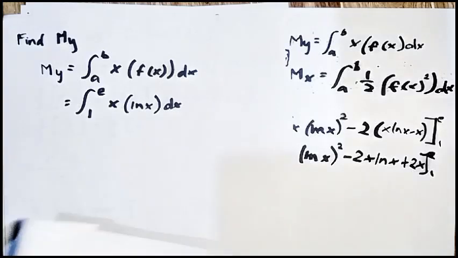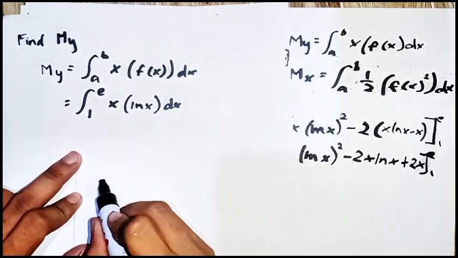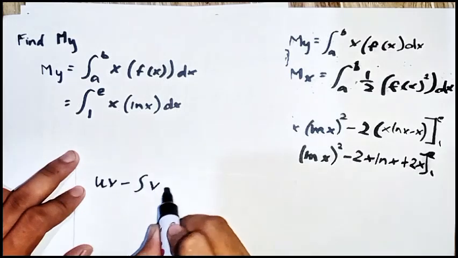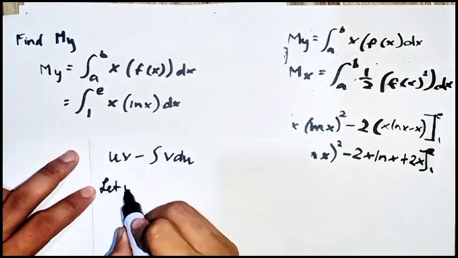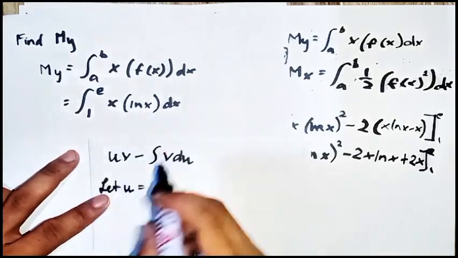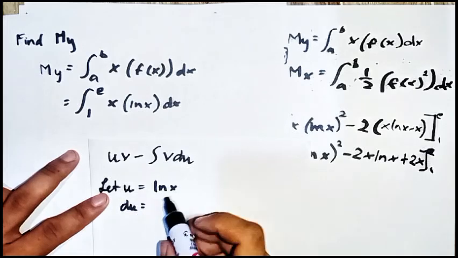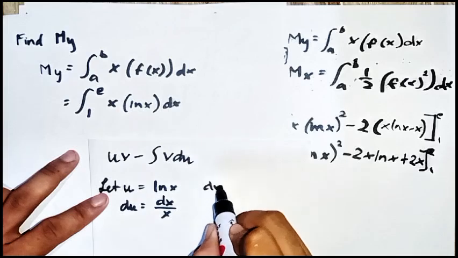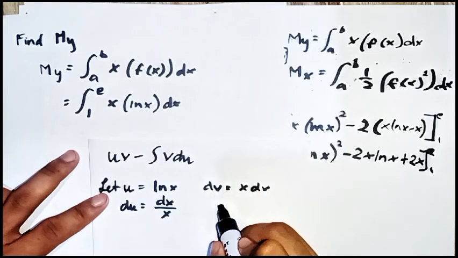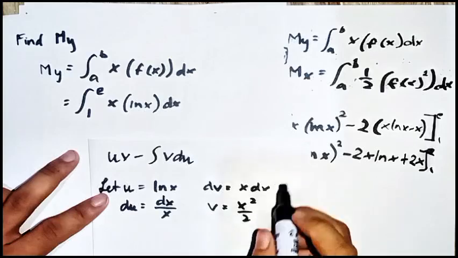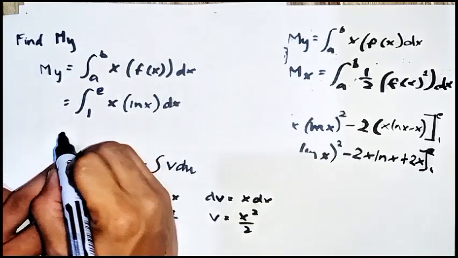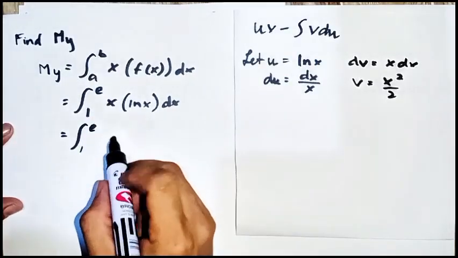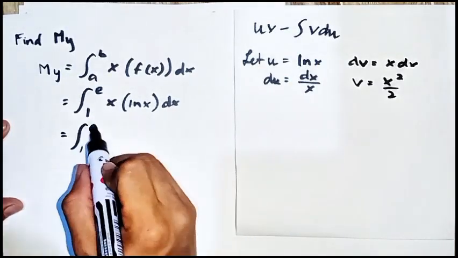Now let's integrate. We can use integration by parts. The formula for integration by parts is uv minus the integral of v du. We're going to let u be ln x, and our du now is dx over x. Our dv is x dx, so our v now is x squared over 2. Now let's substitute to our formula. So, the integral from 1 to e. Let's copy again.